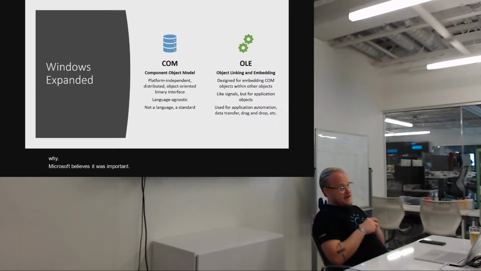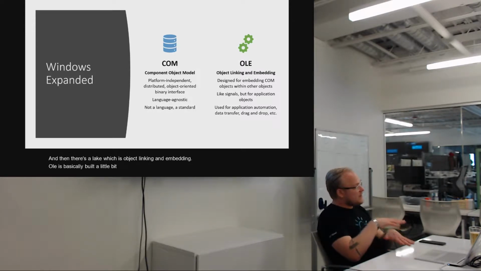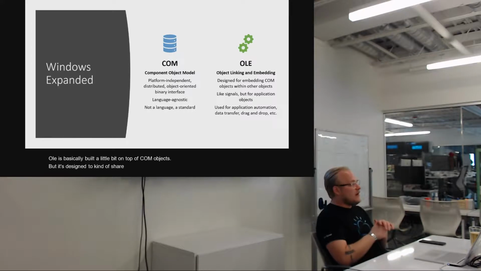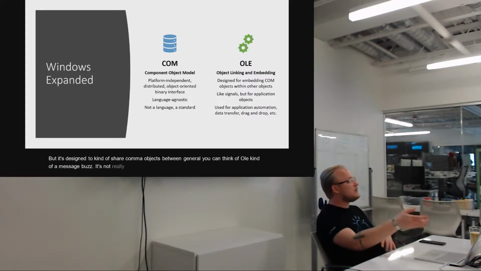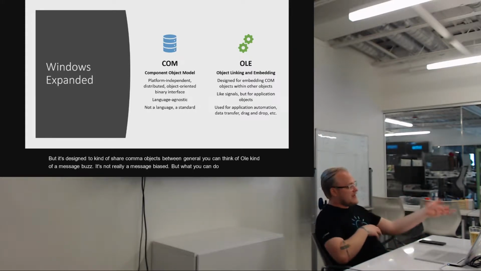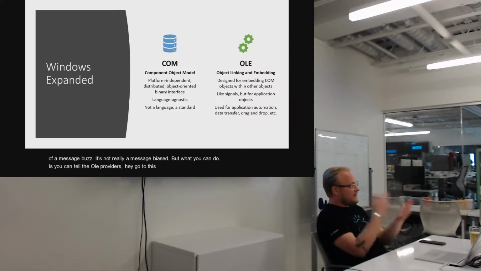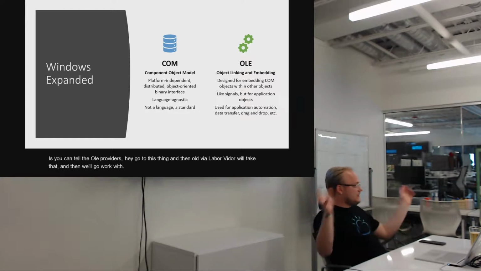And then there's OLE, which is object linking and embedding. OLE is basically built a little bit on top of COM objects, but it's designed to share COM objects between applications. Generally, you can think of OLE kind of like a message bus. It's not really a message bus, but you can tell the OLE provider, "Hey, go do this thing," and then the OLE provider will go work with the COM object that it needs to talk to, and do whatever it's going to do.